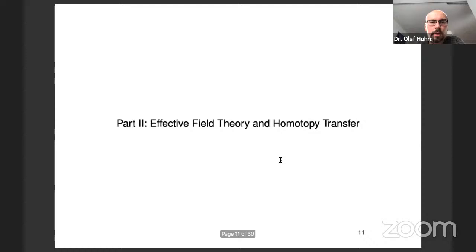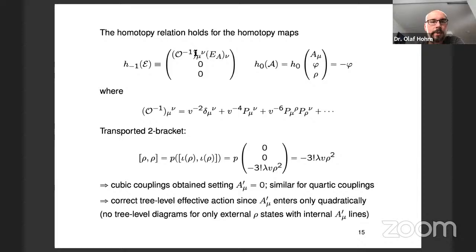So here we need the inverse of this in order to find the homotopy. And well, you can of course worry about whether this is a well-defined notion, whether it exists. One way to think about it is a geometric series that's an expansion of this operator I just wrote, and then it looks like this. So it has higher and higher orders in P, which is a differential operator. So in general, this is something that induces infinitely many derivatives.